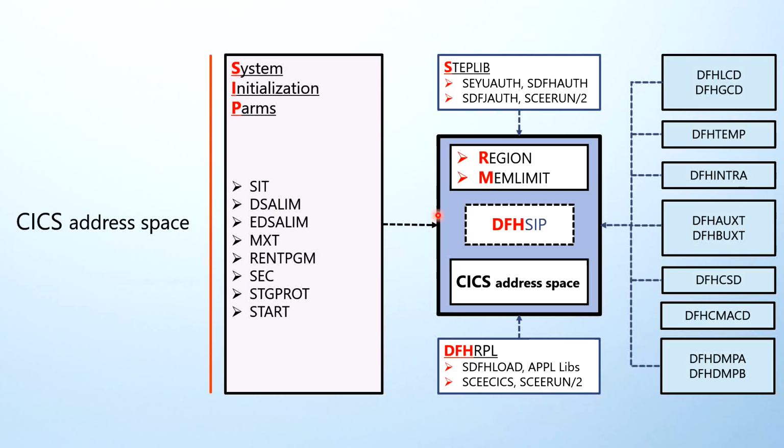Okay, and apart from these load libraries, you even need to provide some datasets for your CICS region to come up and use for various purposes. So all these datasets, the SIT parms, the product libraries, your application libraries and the LE libraries, all together are supplied to this DFHSIP program, which consumes all this as input and brings up your CICS address space. Okay, let's see them in detail.